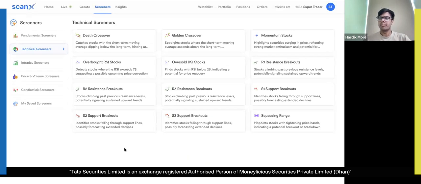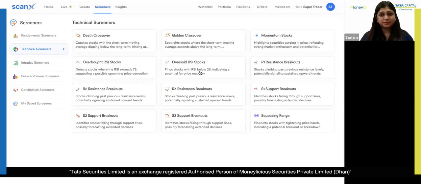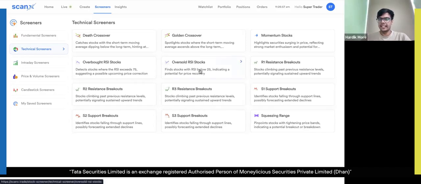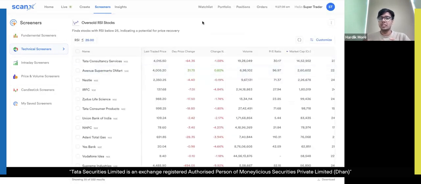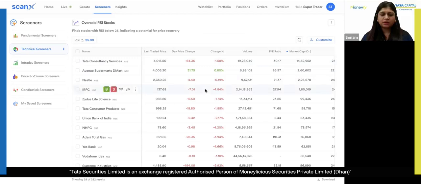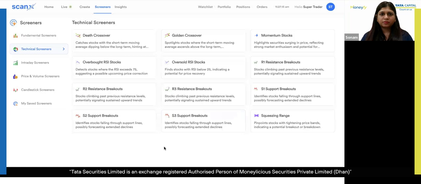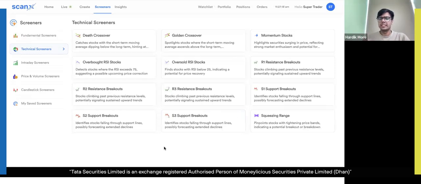जहाँ पे there are very popular indicators which are used. RSI stands for Relative Strength Index. It basically compares one stock to the entire index. So if I select oversold RSI stocks, it is showing me stocks in RSI में lower end पे. So maybe these can be bought. There's a potential for a price recovery, right? So like that, there are around 12 technical screeners which I can use.